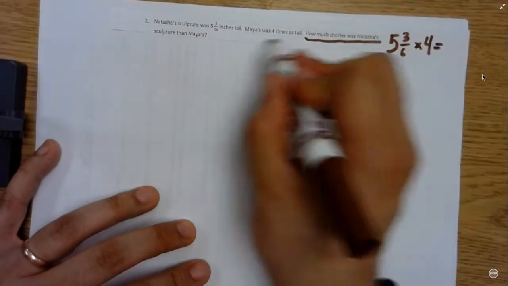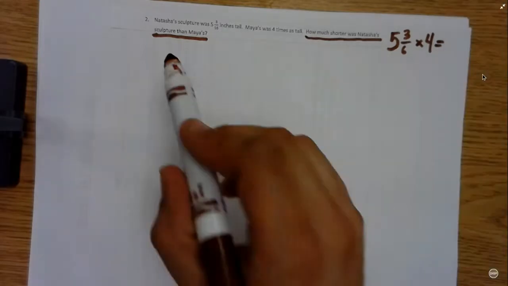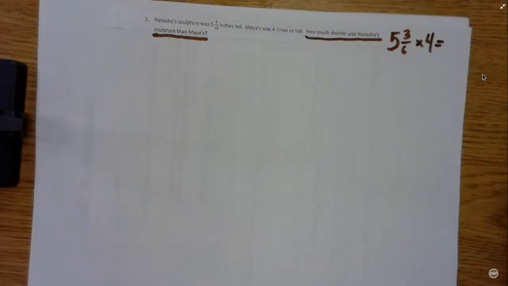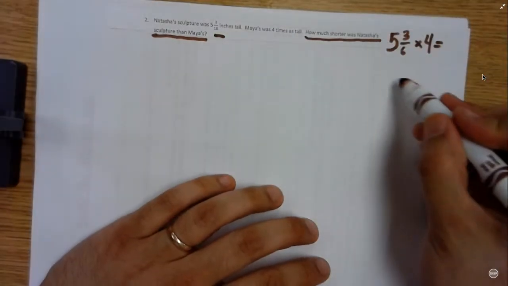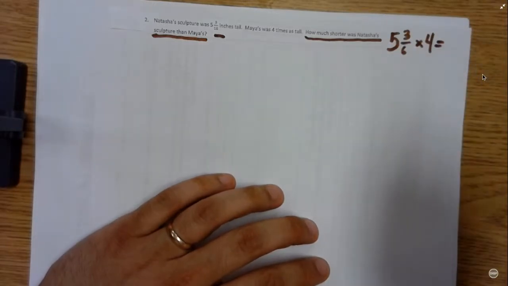How much shorter was Natasha's sculpture than Maya's? Whenever I'm seeing a comparison and we're talking about shorter, bigger, longer, faster, slower, and we're comparing it to someone else's, that makes me think that we're going to be using some subtraction. So I know that this equation is probably going to help me get started, but it's not going to give me the answer fully.